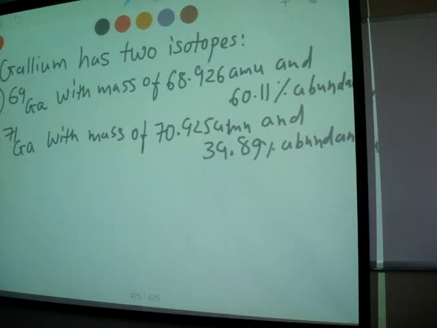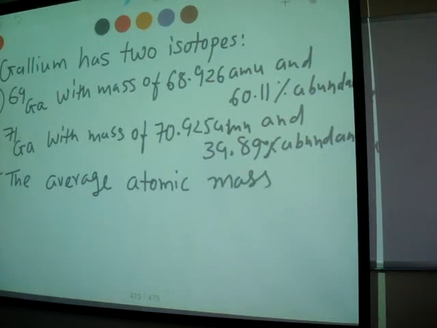Now we need to calculate average atomic mass. What is the word after the percent? Abundance. And we need to find the average atomic mass of gallium. That's the one we need to find.